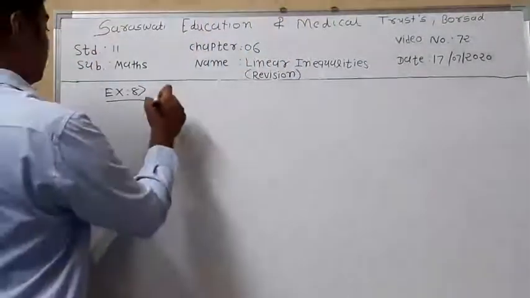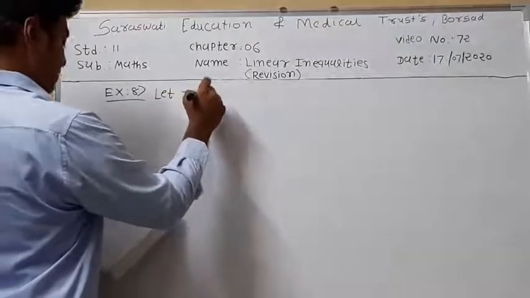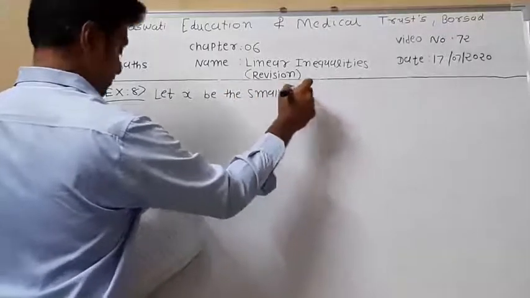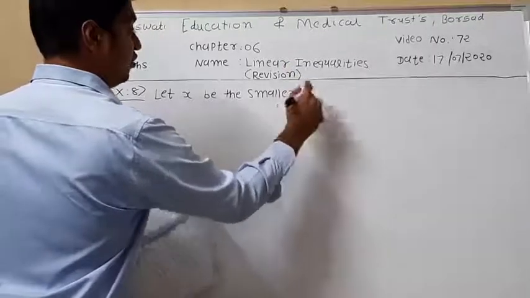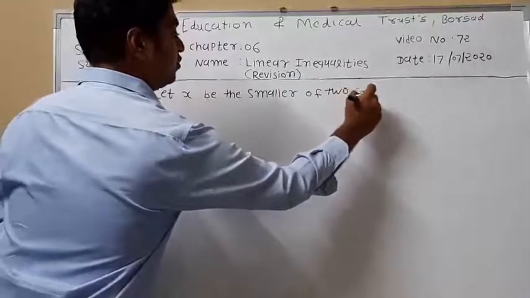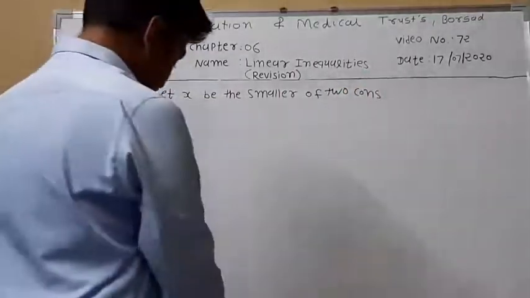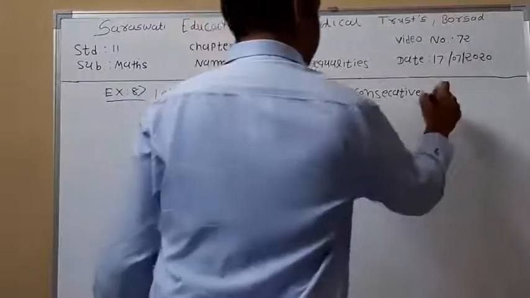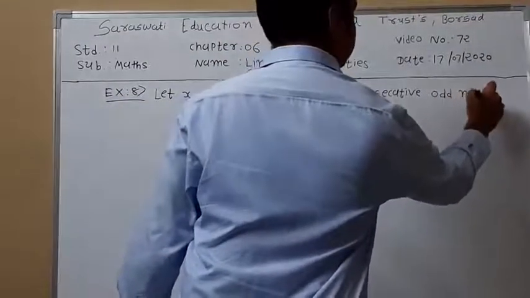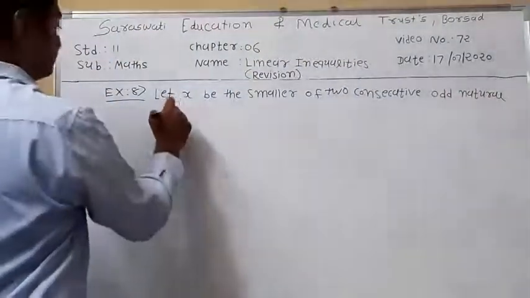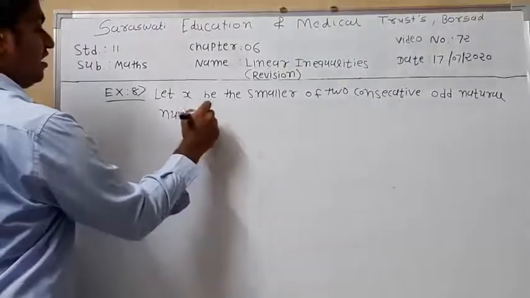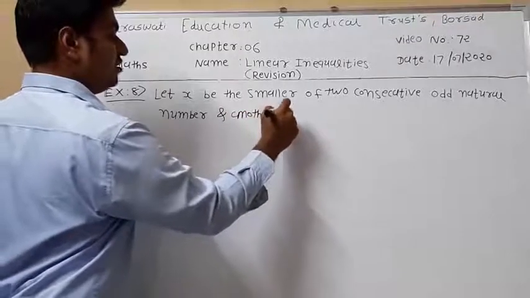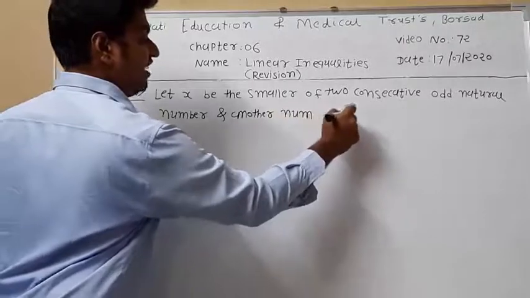So here, first of all, let x be the smaller of two consecutive odd natural numbers, and the other number we can consider x plus 2.